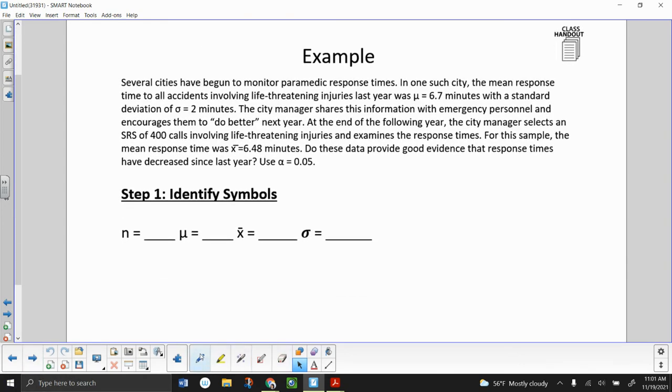So in step one, we're going to identify our symbols. So first of all, our sample size says an SRS of 400 calls, which means that n is 400. Mu, it gives it to us here. It says mu is 6.7 minutes. So that's going to be 6.7 minutes. X bar, our sample mean is 6.48 minutes. And then lastly, sigma, we're also given that is 2 minutes.